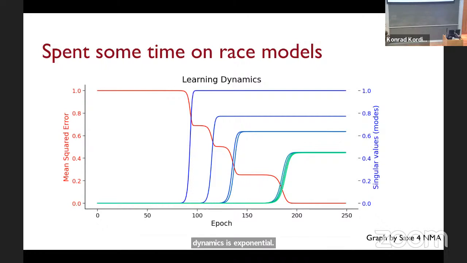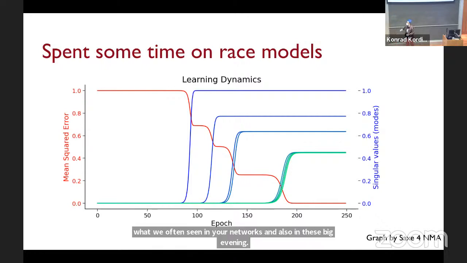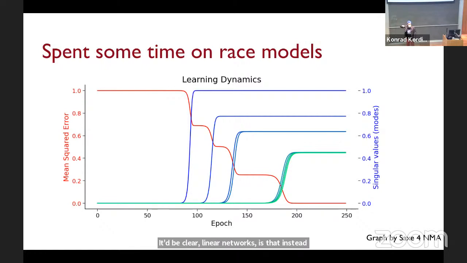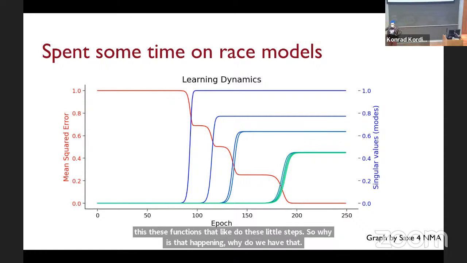But what we often see in neural networks, and also in these big linear neural networks, is that instead we have these functions that do these little steps. So why is that happening? Why do we have that the steps kick in one after the other?